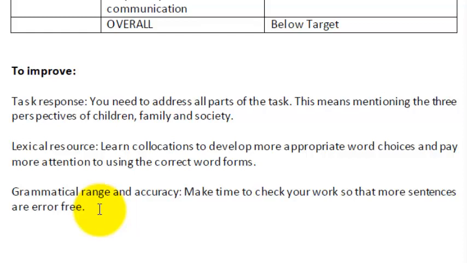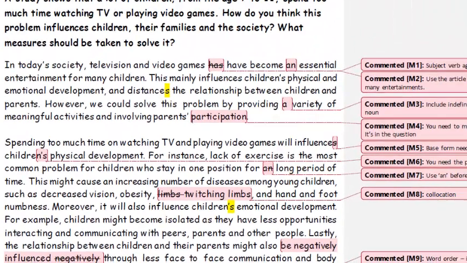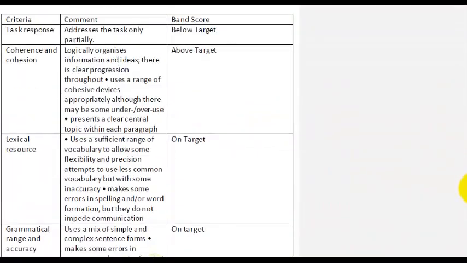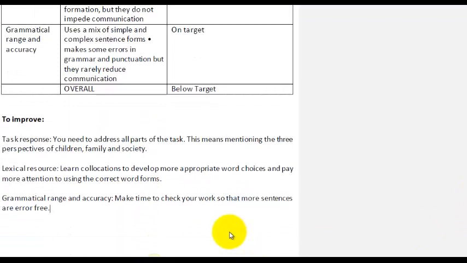Make time to check your work so that more sentences are error-free. This descriptor here, are error-free, relates to band score 7, 8 and 9. That's the way to go from band score 6 to band score 7. So you can see that in one task, if you were to pay really good attention to all of these corrections of your grammar and vocabulary, and then read the overall comments and the ways to improve, you've got a clear path for improvement. All you have to do is put these things into practice in your next task writing.